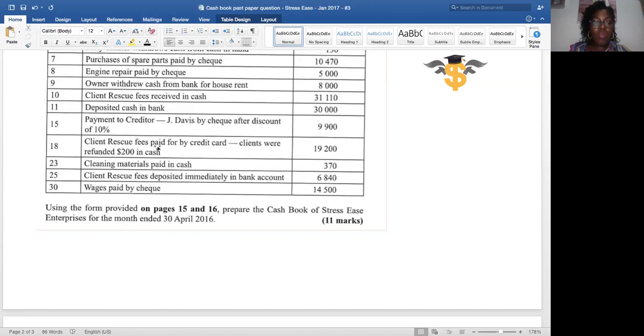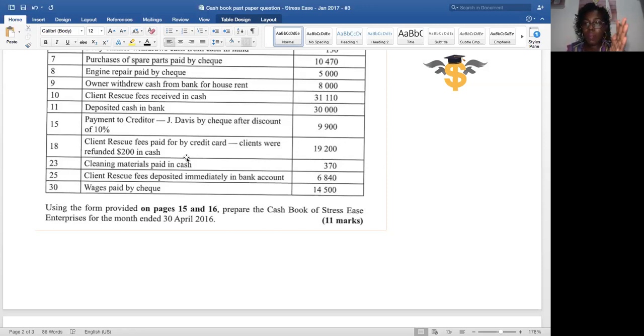So client rescue fees paid for by credit card. So our clients paid us by credit card. It doesn't matter if they pay by credit card or debit card. Once we're receiving money, we're going to have to make a debit entry, right? They went on to say as well that the client was refunded $200 in cash. So this is a two-part question. One part, we received cash. We received $19,200. However, for whatever reason, we gave them a discount of $200.